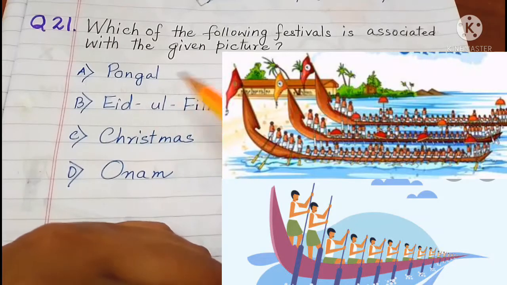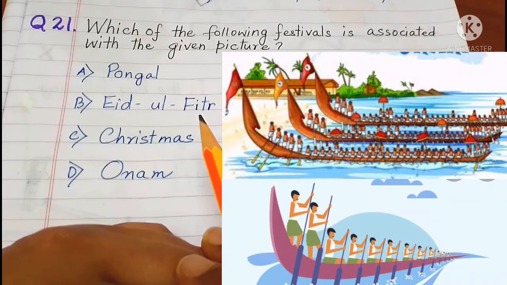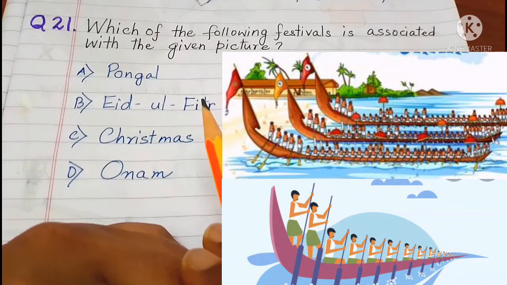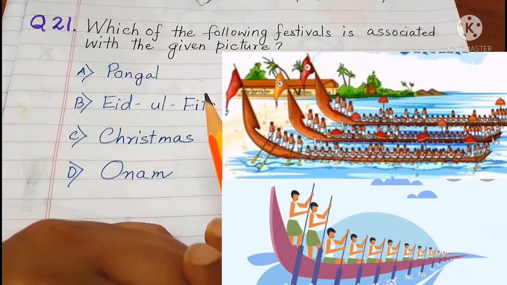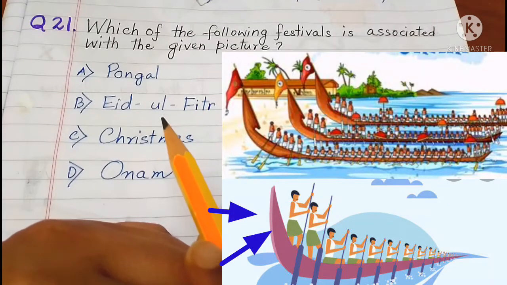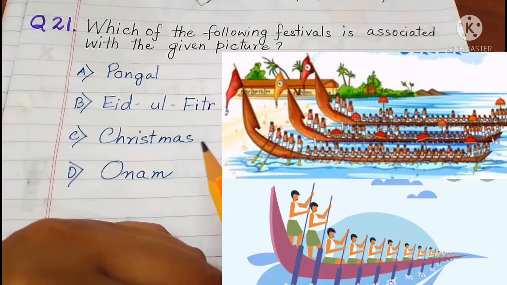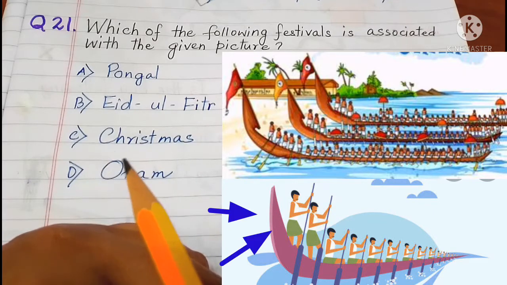Question 21. Which of the following festivals is associated with the given picture? So this is the picture given for a boat race. This is the typical boat race of Kerala. These boats are called snake boats because of their shape, like the head of the snake. When that snake swims in water, exactly it looks like this head of the boat.